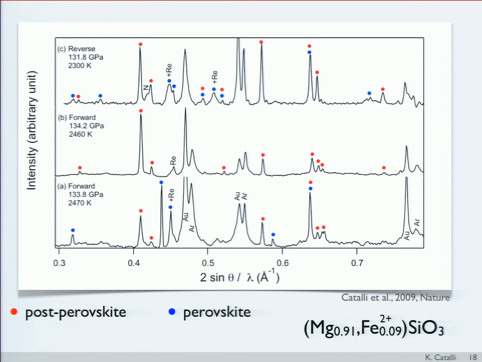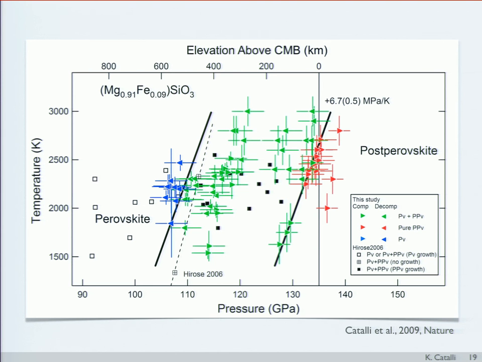Here we're at 134 gigapascals and 2500 Kelvin, and you see we have a mixed phase of both perovskite and post-perovskite. If we increase pressure ever so slightly, we pass over the phase boundary and lose all diffraction lines from perovskite, and here we see just post-perovskite. Then we can pass back over the phase boundary again by decreasing pressure, and again we see the reappearance of perovskite diffraction lines. So we use this technique to map out the phase boundary for the post-perovskite transition.